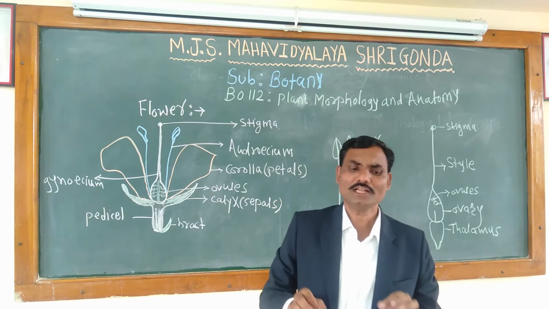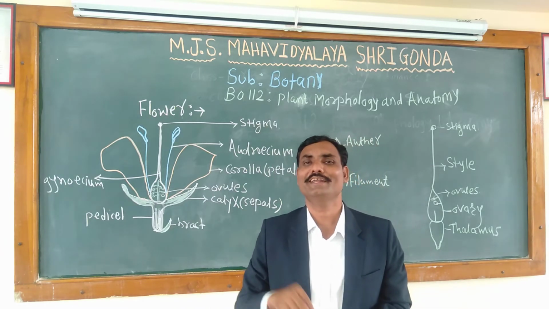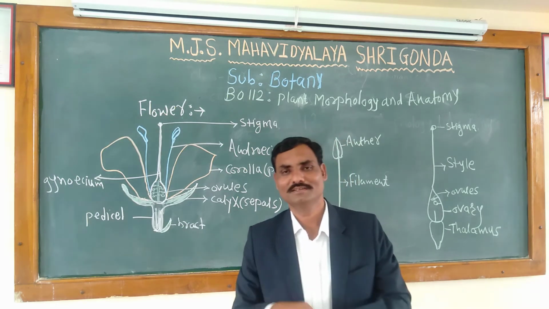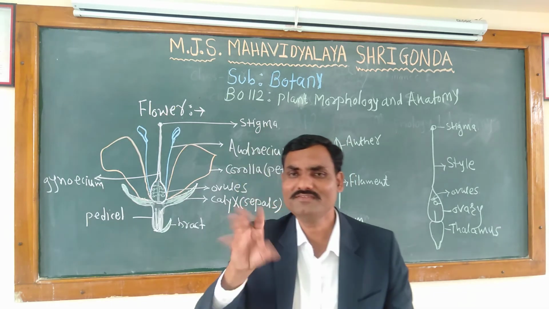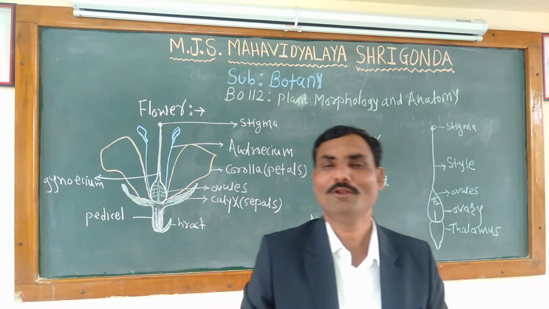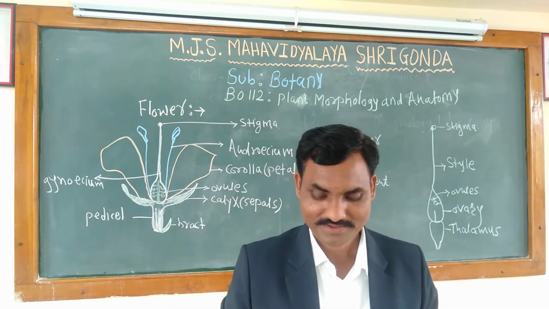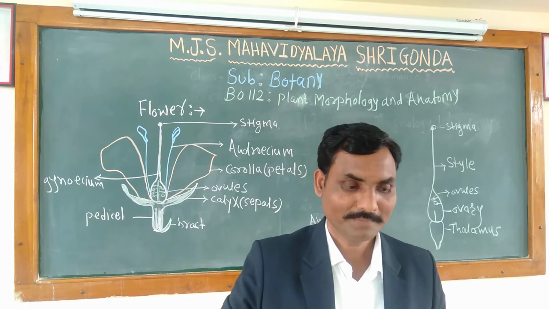Each perianth lobe is called a tepal. The best example of tepaloid flowers is tuberose. मराठीमध्ये आपण गुलछडी म्हणतो त्याला.